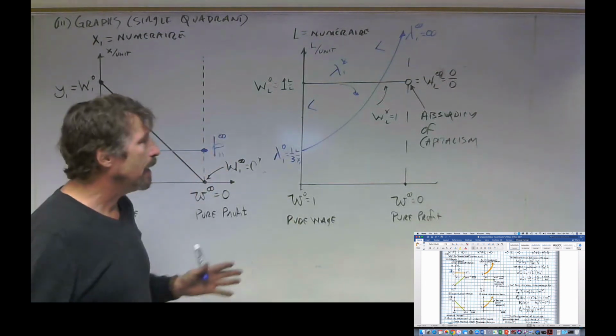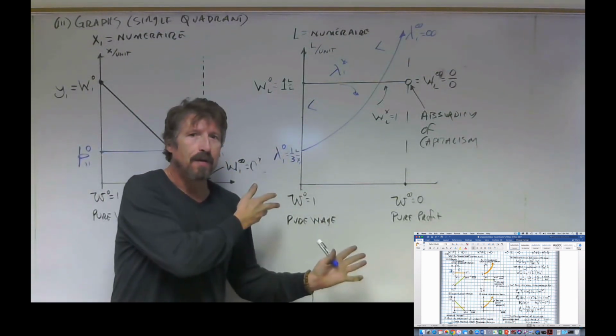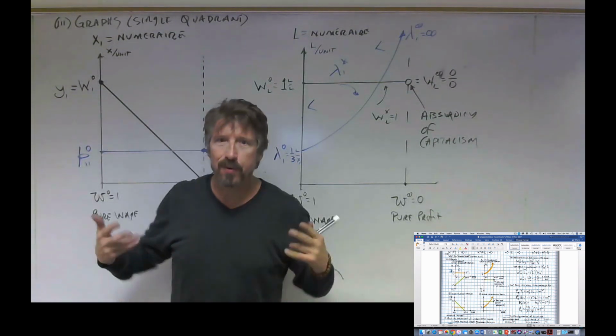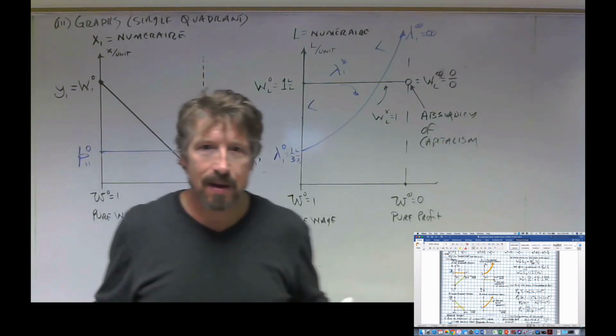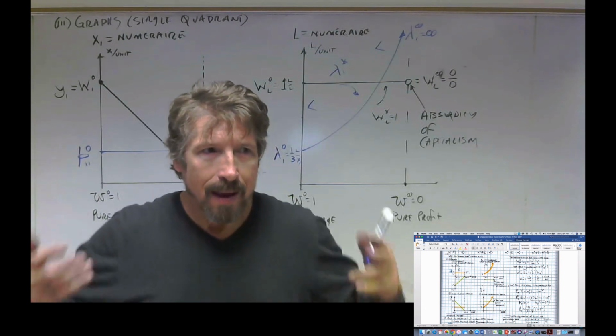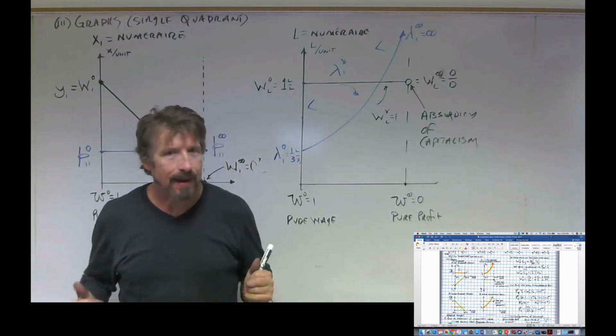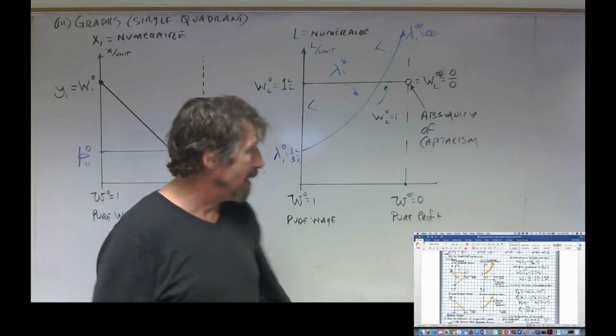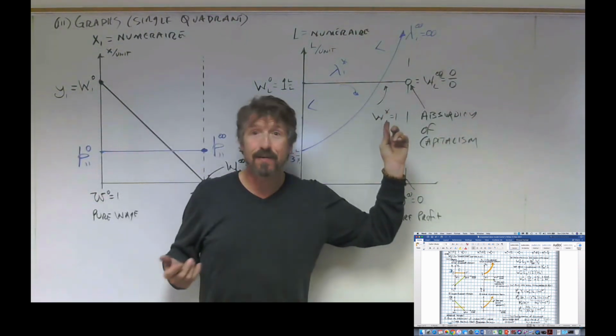And so the absurdity is not in the model. The absurdity is in the fact that we're going to continue to think that we can reproduce human society in a sustainable way using capitalism, quite frankly. And at least this is an idea. It begs the notion that there might be some instability built within the system.